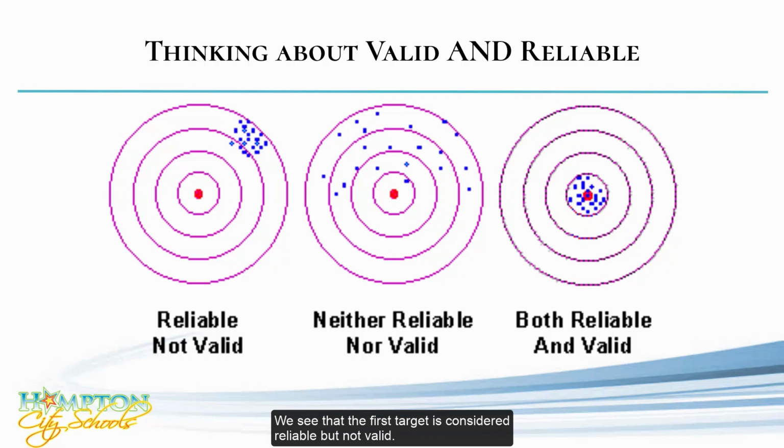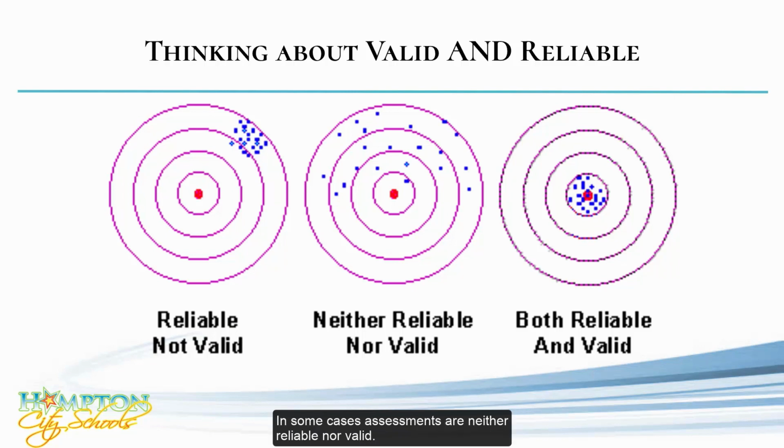We see that the first target is considered reliable but not valid. This means that we may get the same results consistently, but the results don't allow us to make a valid inference of the thing we actually want to measure. So consider, for instance, measuring the size of someone's shoe with a tape measure in order to determine how far they walked that day. We may get the same measure every time, but the size of the shoe has nothing to do with how far someone has walked. So examples of this in education may be things like mathematics tests that actually measure reading comprehension, or a social studies project that weights neatness more heavily than content usage.